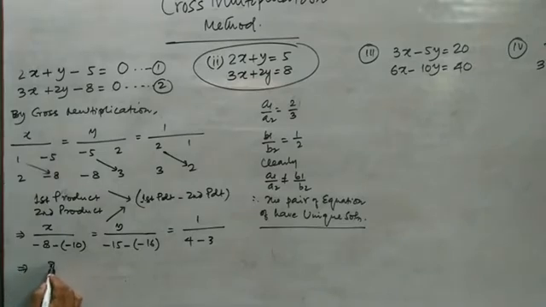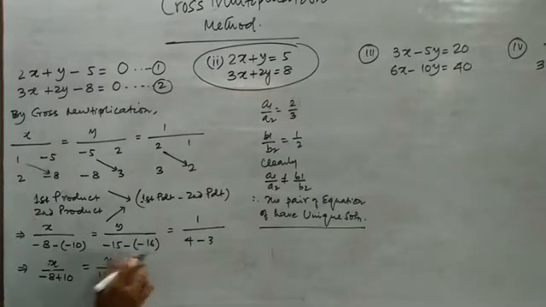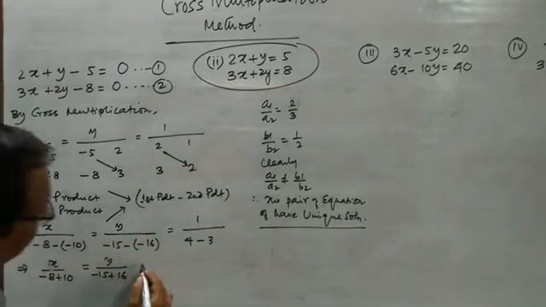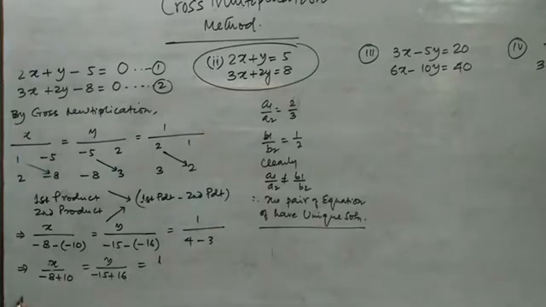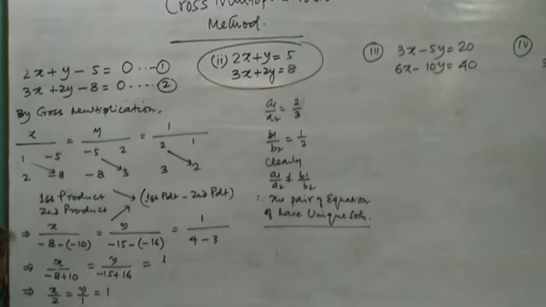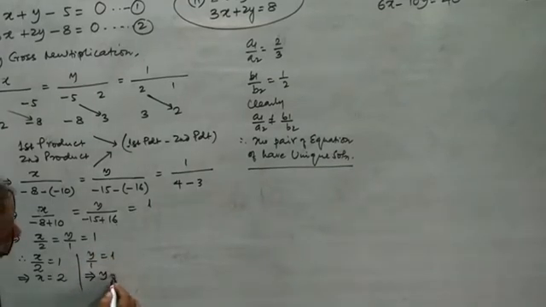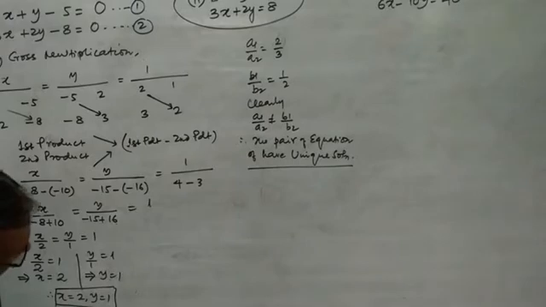So now x by minus 8 plus 10, y by minus 15 plus 16, and this is 1 upon 1, that will be 1. Now that gives us x by 2 is equal to y by 1 is equal to 1. Now first equals second equals third, therefore first equals third. Therefore x by 2 is equal to 1, that gives us x equals 2. And y by 1 is equal to 1, second equals third, therefore y equals 1. Therefore x equals 2 and y equals 1 is the required solution.